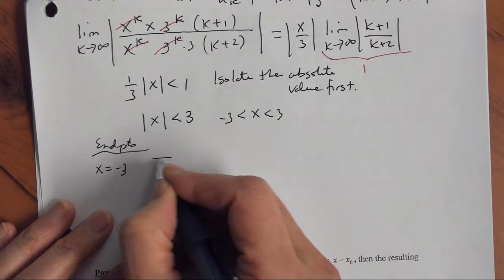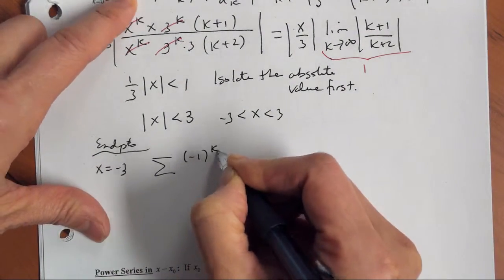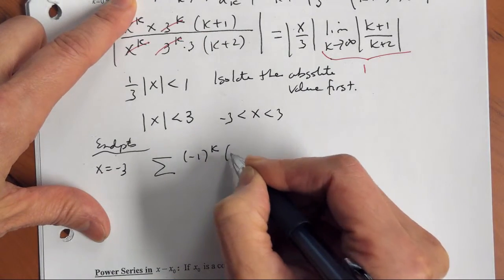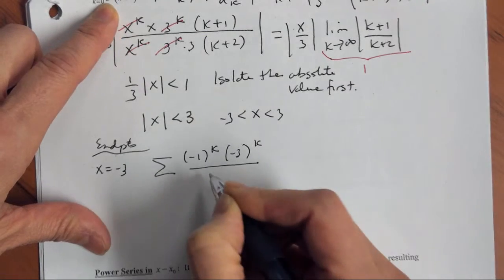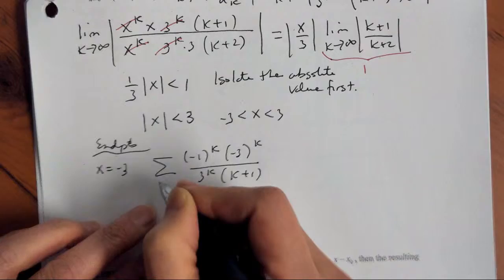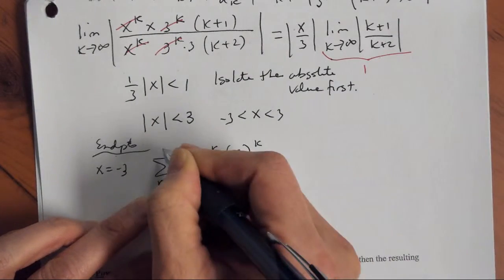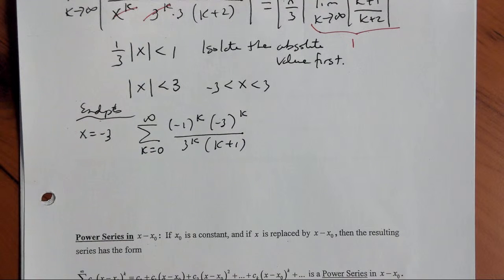So it's going to be summation, and this will stay as -1 to the k, and then I'm putting in a -3 for x, so it's -3 raised to the k power all over 3 to the k times k plus 1, as k goes from 0 out to infinity. All right, how can we simplify this?